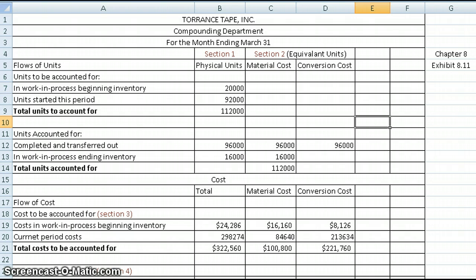To begin the process, we will use this area of the chart to complete sections 1 and 2, measuring the physical flow of resources and computing the equivalent units of production. In this area, we will use the flows of units to compute our answers. To measure the physical flow of resources, we will make sure that our total units to account for matches the total units accounted for.